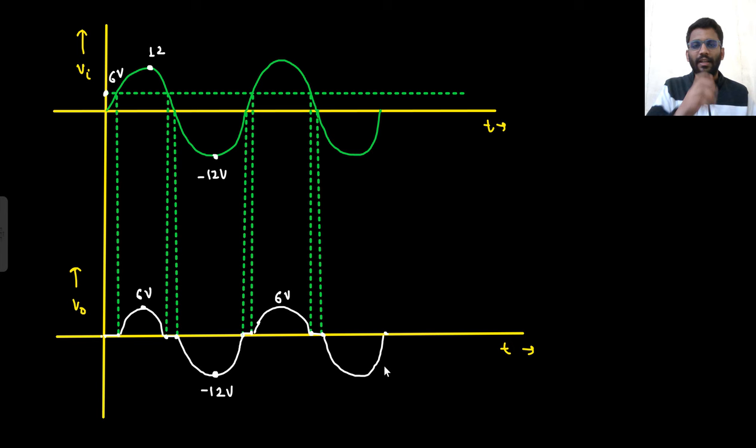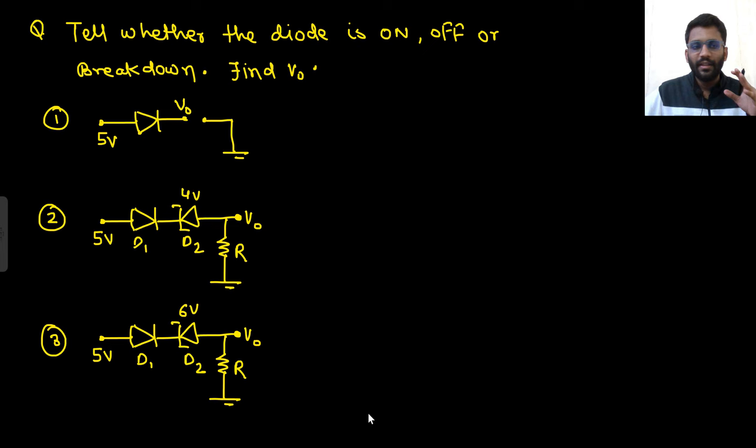These kinds of questions are asked in MCQs, where they make the waveform and ask you which option is correct. So, very easy question. Let's move on to the next one. This is a general revision type of question. There are diodes mentioned, and three questions. You have to tell whether the diode is on, off, or in breakdown, and then find the value of V naught.